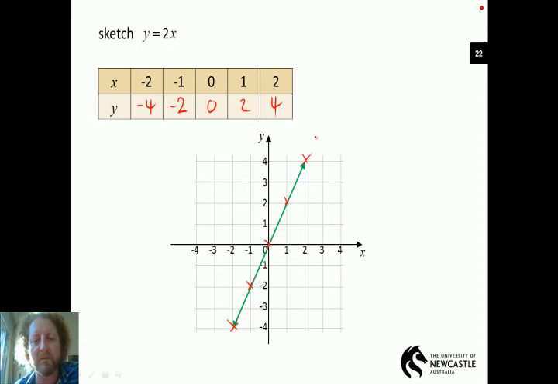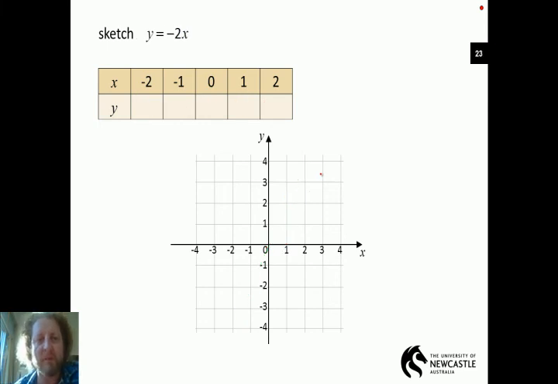As you can see, y-intercept of naught and gradient of 2. How do I know it's got a gradient of 2? For every 1 it goes across, it goes up 2. Beautiful. What about y equals minus 2x? Same thing, but a minus in the front.